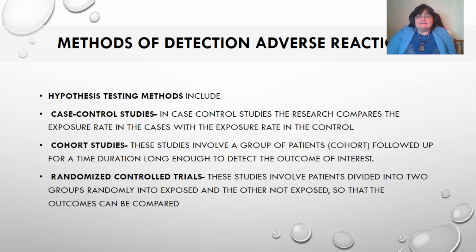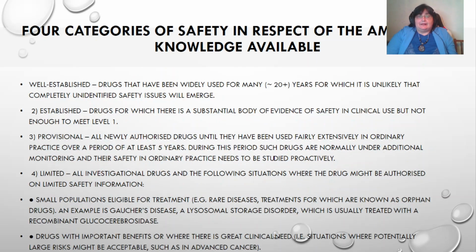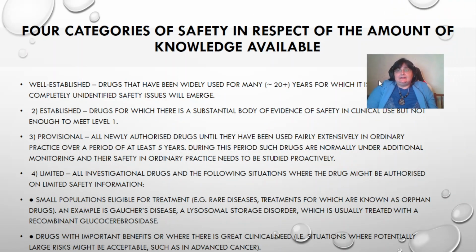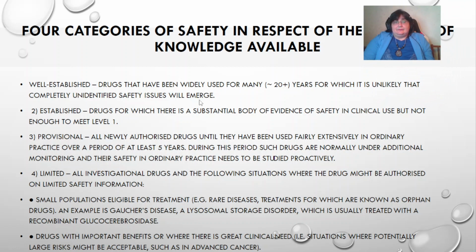Cohort studies. These studies involve a group of patients, a cohort, followed up for a duration long enough to detect the outcome of interest. Randomized controlled trials. These studies involve patients divided randomly into two groups, exposed and not exposed, so that the outcomes can be compared. There are four categories of safety with respect to the amount of knowledge available.